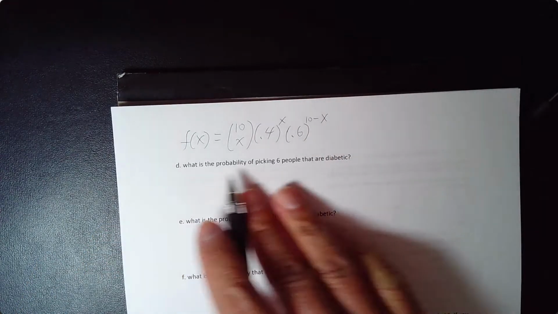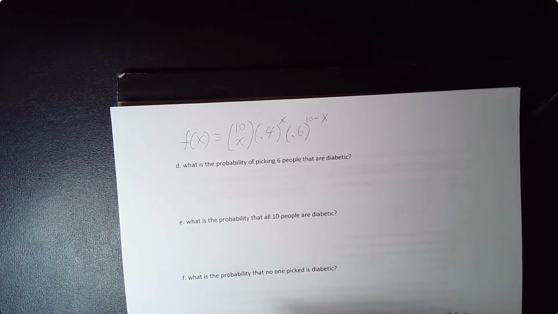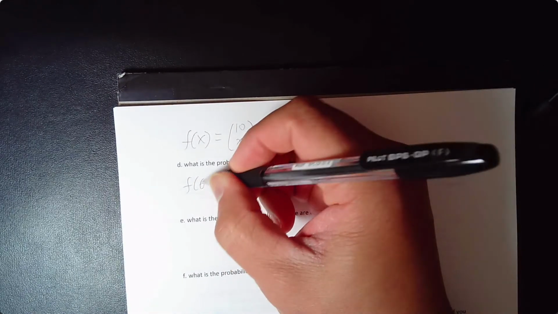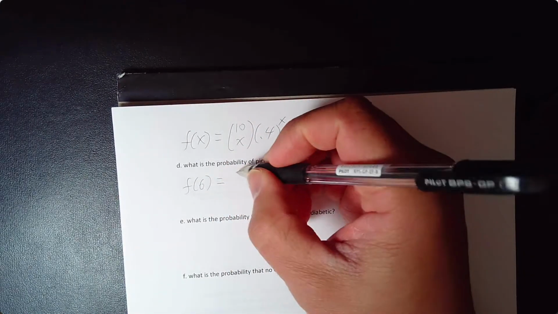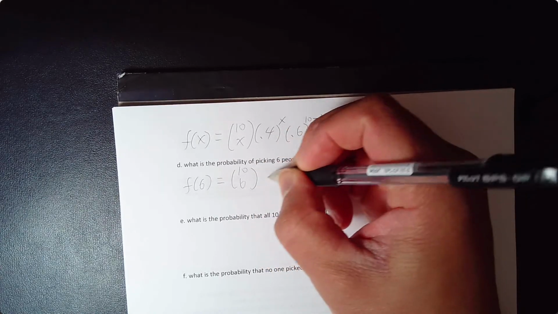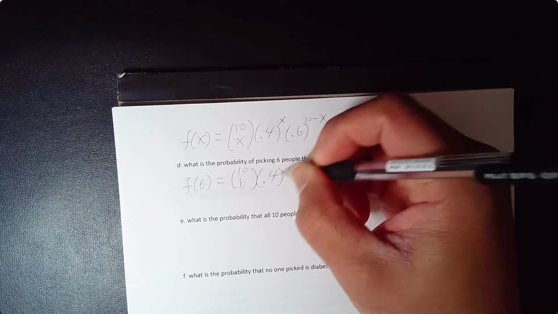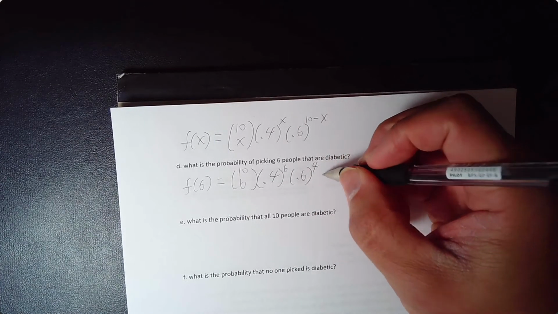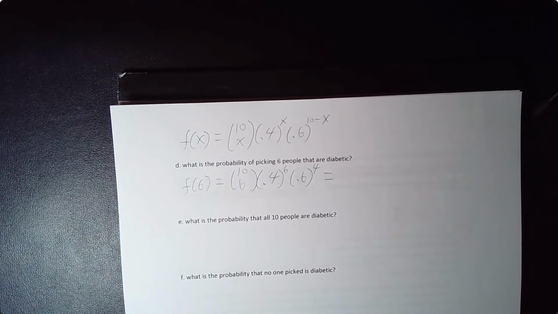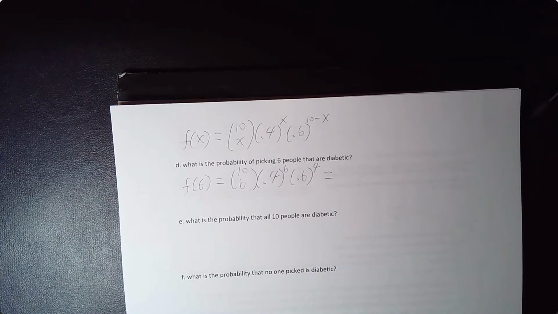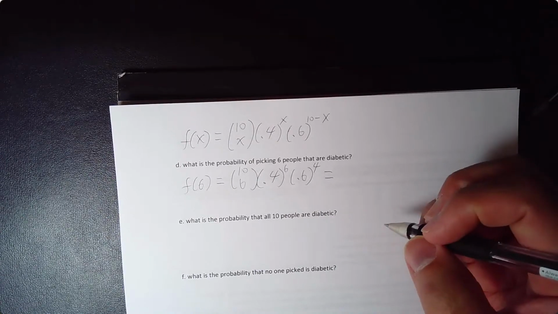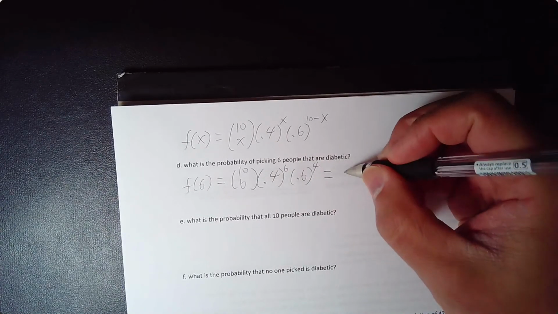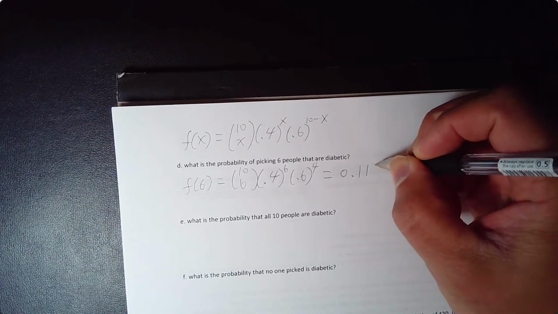Okay, what's the probability of picking 6 people that are diabetic? Well, that's f at 6. That's 10 choose 6 of 0.4 to the 6 and 0.6 to the 4, which equals, you put that in the calculator. Again, send me a message if you don't know how to do this on your calculator, or you don't have a scientific or graphing calculator. This is going to be 0.111.